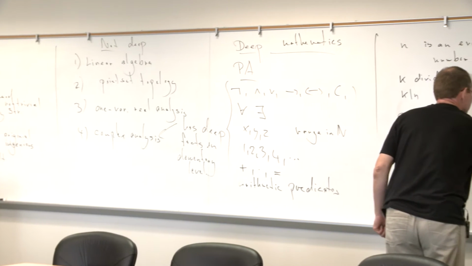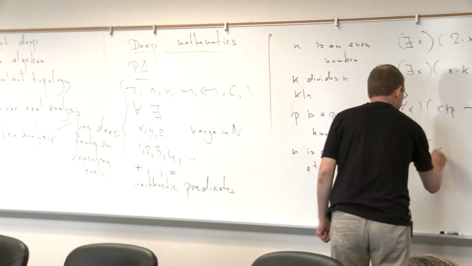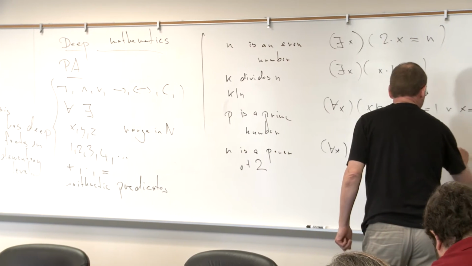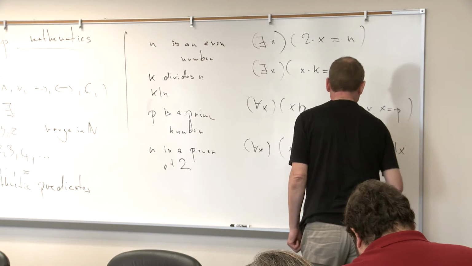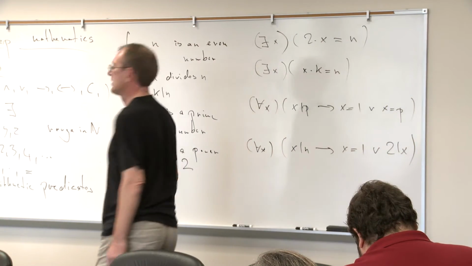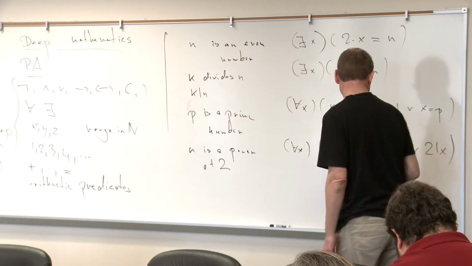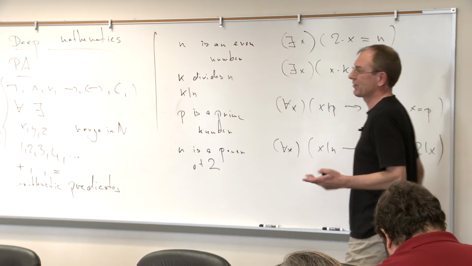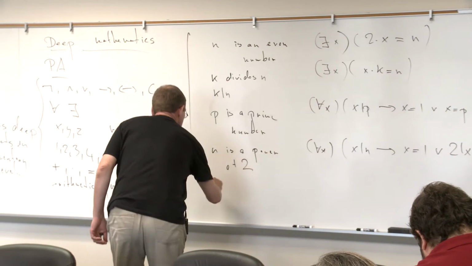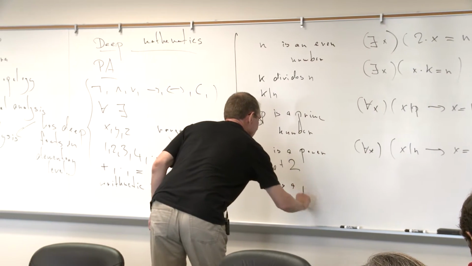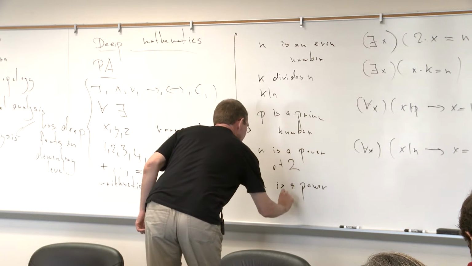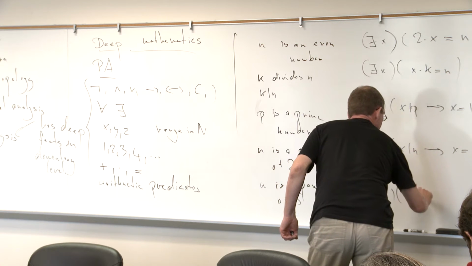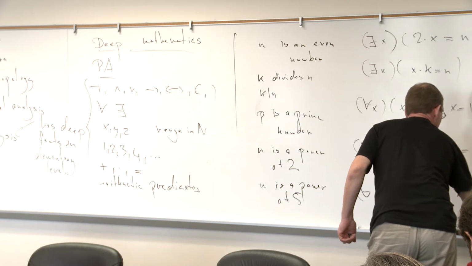So for all x, we have if x divides n, then it follows that x is equal to 1 or 2 divides x. Yeah? So every divisor of n has to be equal to 1 or it has to be an even number. Yeah? That characterizes the powers of 2. N is a power of 5? Same thing. You just replace the number 2 here by the number 5.